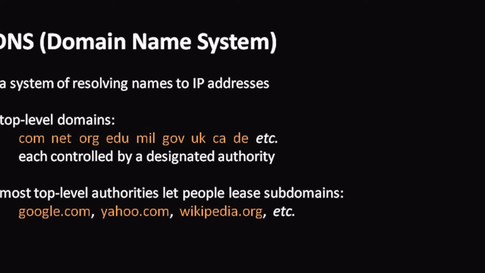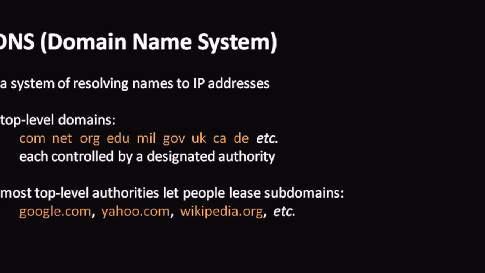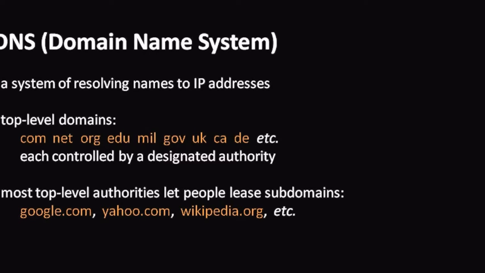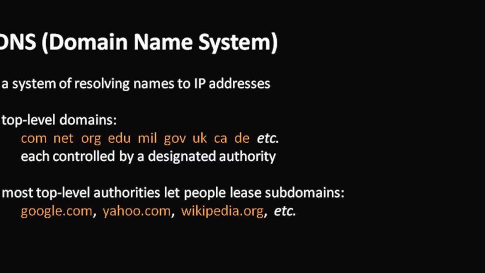Names in the DNS system are organized into what are called top-level domains. The most popular top-level domains include com, net, org, edu, which is short for education, mil, which is for military, gov, which is for government, and then you have some country codes for various countries like UK for the United Kingdom, CA for Canada, DE for Deutschland for Germany.